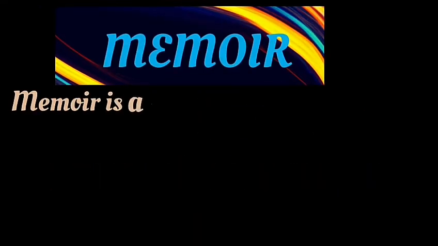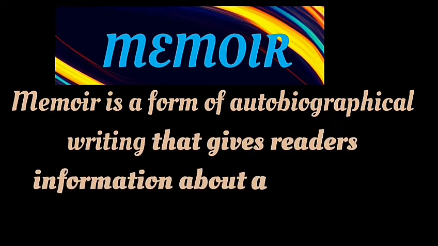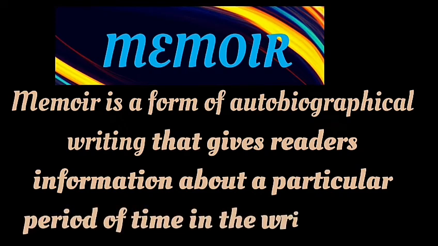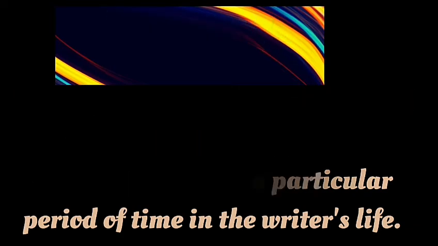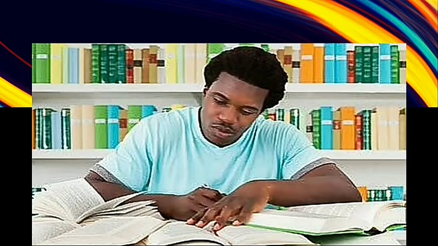Next is memoir. Memoir is a form of autobiographical writing that gives readers information about a particular period of time in the writer's life. Now, take note that memoir and autobiography are not the same. Autobiography is the full account of somebody's life history, while memoir is only a portion of a person's life history. It could be about his marital life, that is the marital life of the writer, or his educational life, which is only a segment of his entire life.